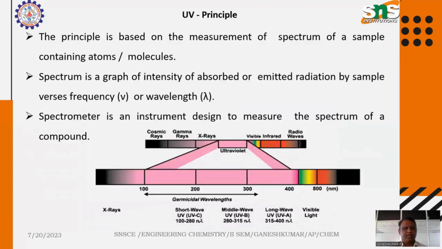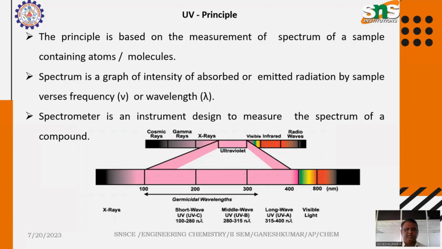Now, with the help of this introduction to electromagnetic radiation and the two types of spectroscopy, we get into what ultraviolet spectroscopy is and its principle. The principle is based on the measurement of the spectrum of a sample containing atoms or molecules. Spectrum means a graph which gives the intensity of absorbed or emitted radiation in terms of frequency or wavelength. So a spectrometer is an instrument designed to measure the spectrum of a compound.